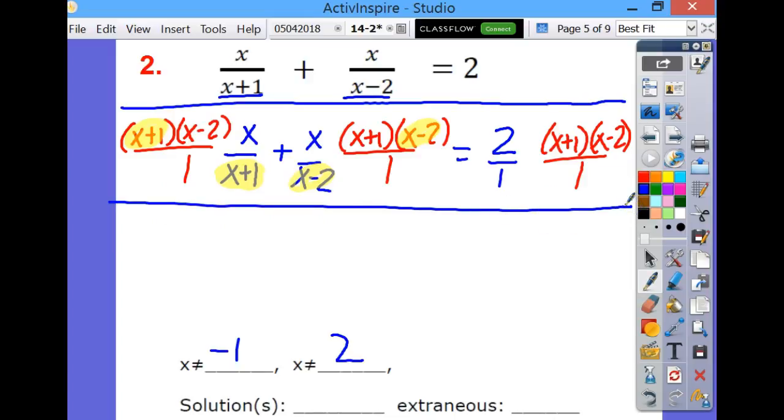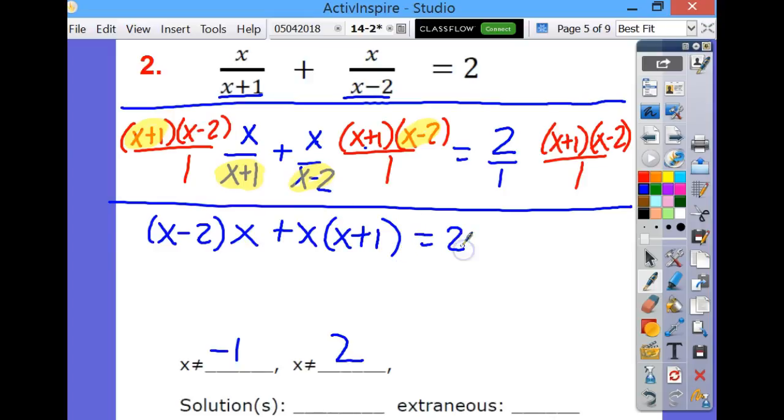Next, the x plus 1 canceled out, so x minus 2 is multiplied by this x right here. And this x is multiplied by the x plus 1. Did anything cancel out here? Nothing canceled out, so I've got to multiply all of this together.